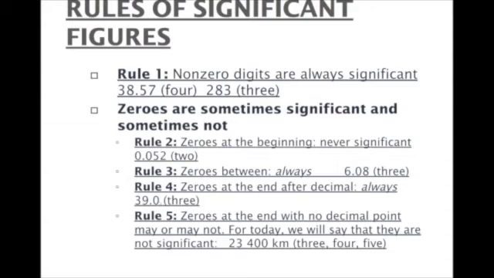Rule 5, zeros at the end with no decimal may or may not be significant. For today, we are going to say that they are not significant. So, for example, 23,400. There is not a decimal. So, the only things that would be significant are the 2, the 3, and the 4. So, there are three significant figures.